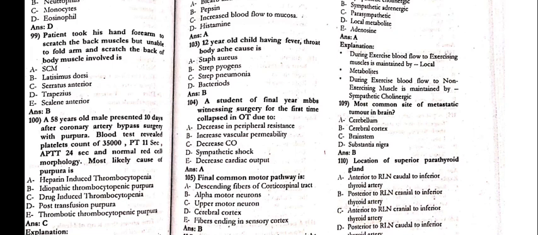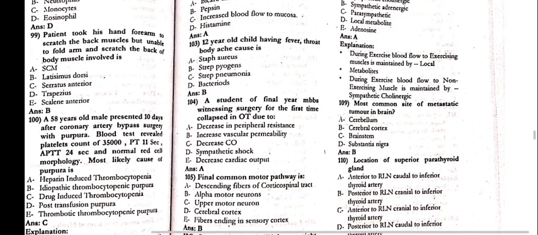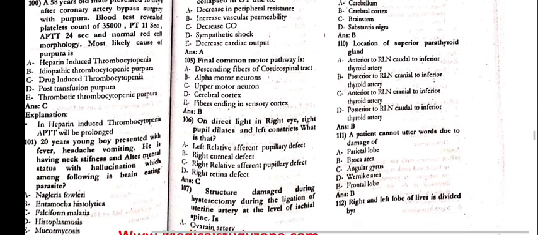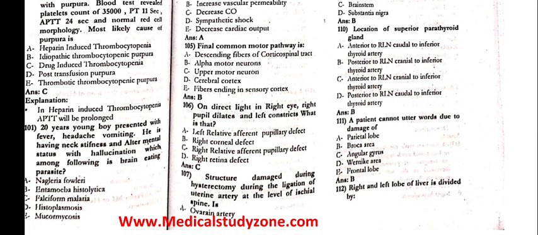104, a final year MBBS student witnessing surgery for the first time collapses, due to the decrease in the peripheral resistance. 105, the final common pathway is beta, that is alpha motor neuron. 106, on direct light in the right eye, the pupil dilates and the left constricts. Which is that? That is Charlie, the right relative afferent pupillary defect.